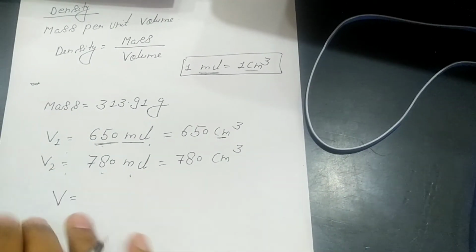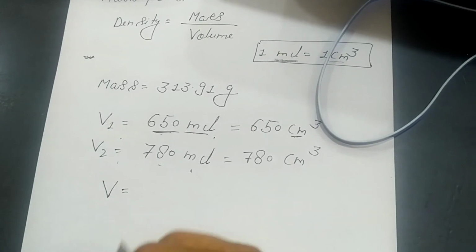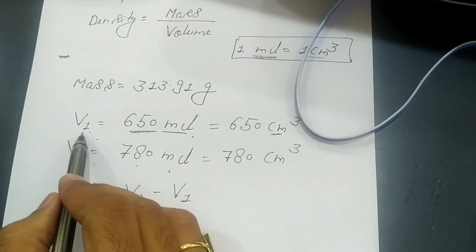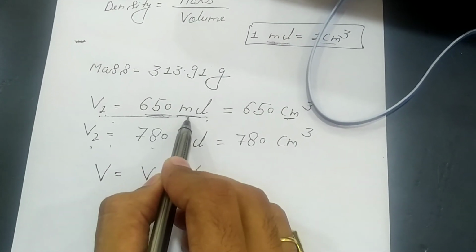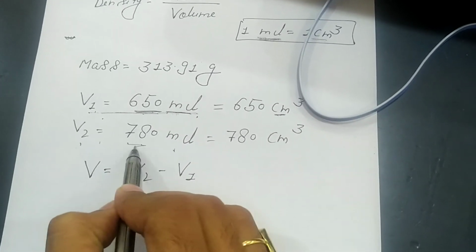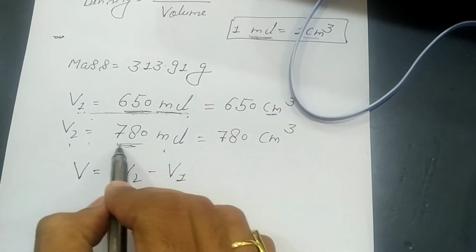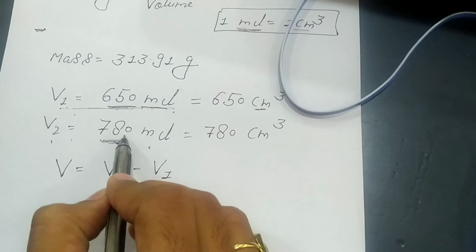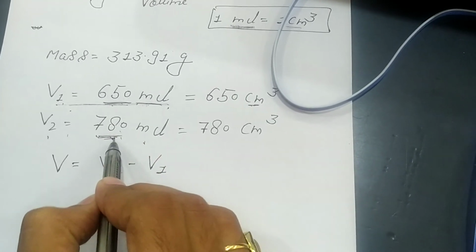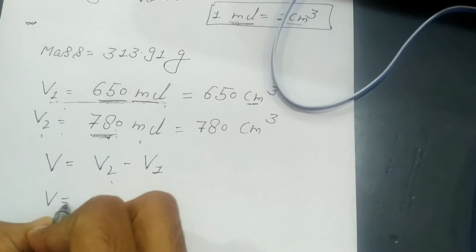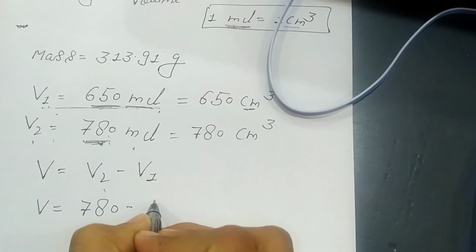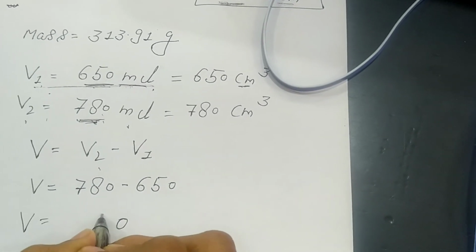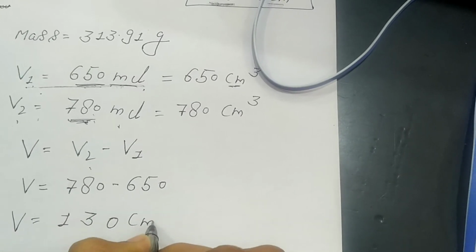Now the volume of the stone, the irregular object, will be V2 minus V1. Why this minus this? Because the volume of the water without the stone is this, so the additional volume that has come is because of the stone. This 780 contains the volume of water plus the volume of stone. So if I remove the volume of water from this, I am left with the volume of the stone. So 780 minus 650. So V will be equal to 130 centimeter cube. This is the volume.